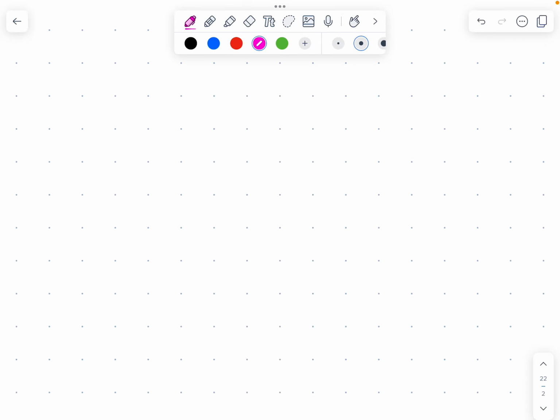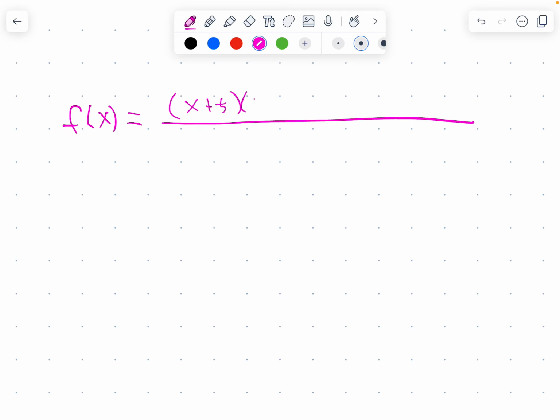Alright, I'm going to go through a couple of homework questions just because this is a bit tricky. So let's say we have this chunky looking equation. F of x equals, on the top we've got a whole bunch of things: (x + 5)(x - 3)(x + 3)(x + 4). And on the bottom, I've got (x + 1)(x + 4)(x - 2).